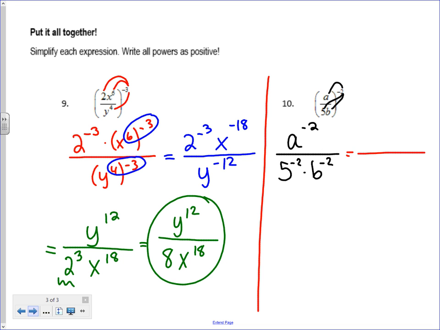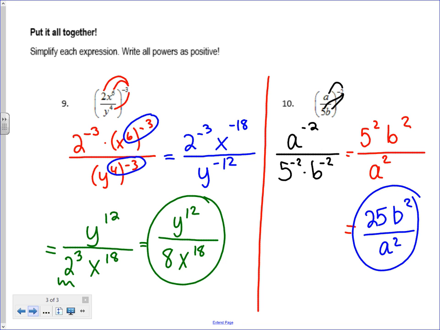A to the negative 2nd moves to the denominator to become positive, a to the positive 2nd. 5 to the negative 2nd moves to the numerator to become positive, and so does b. Now the only step left to do is to simplify 5 squared, which is 25. So I end up with 25b squared over a squared.